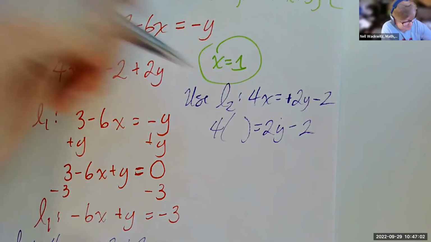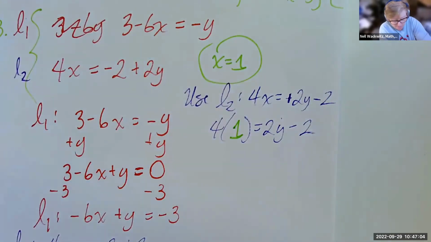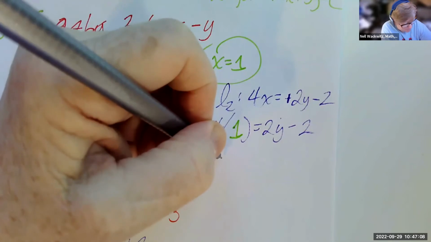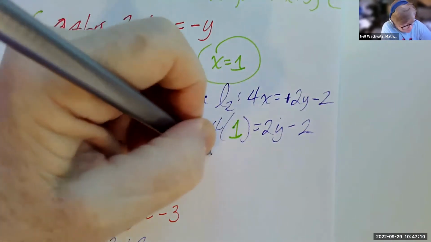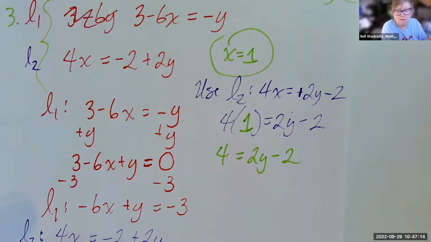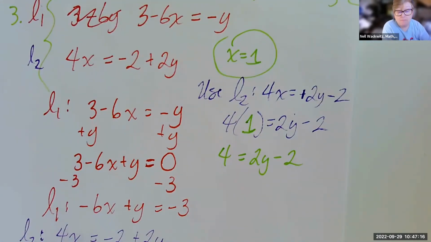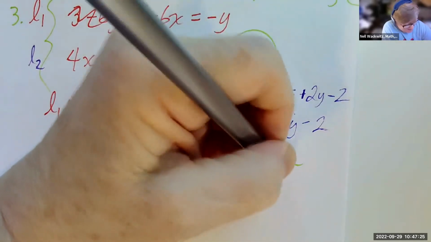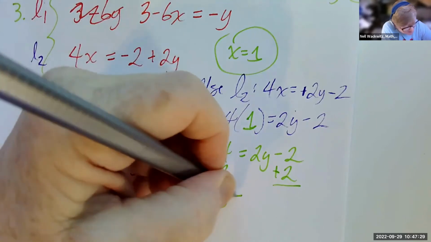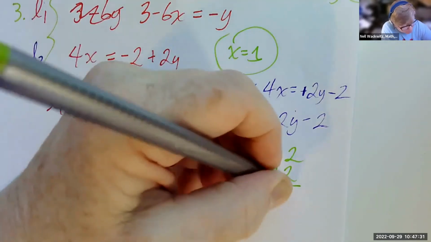Okay, very good. What do I substitute in for x? 1. Alrighty. And now we've got, let's see, 4 times 1, 4, equals 2y minus 2. But I want to find y. Do you add 2 to both sides? Yes. So now we get 6 equals 2y.